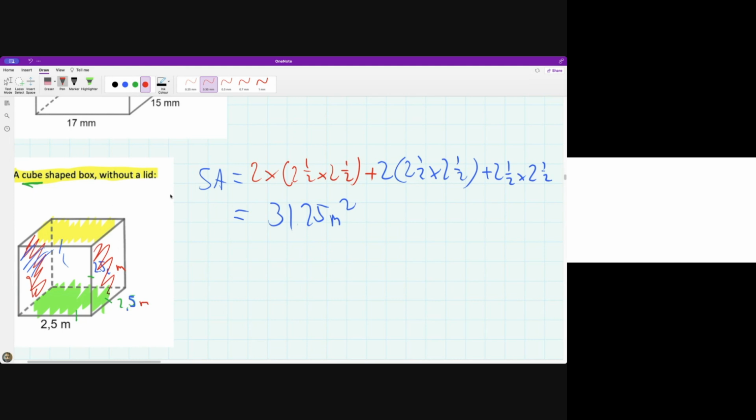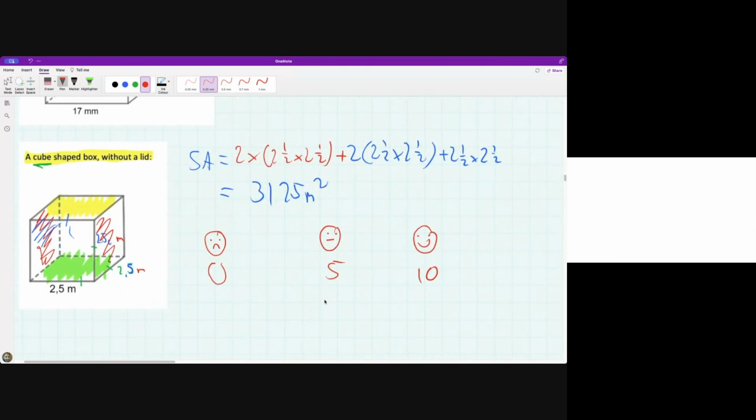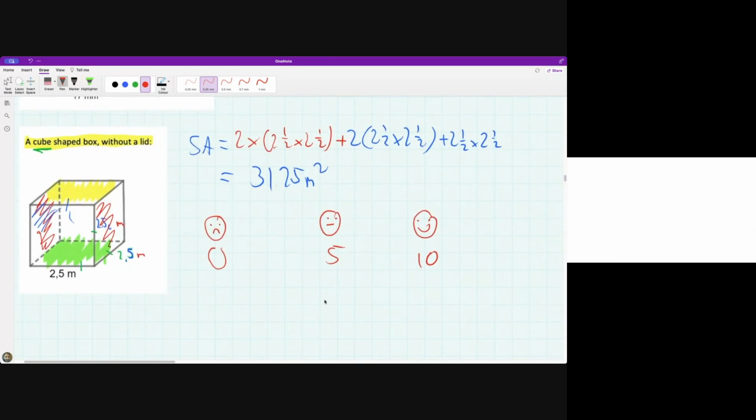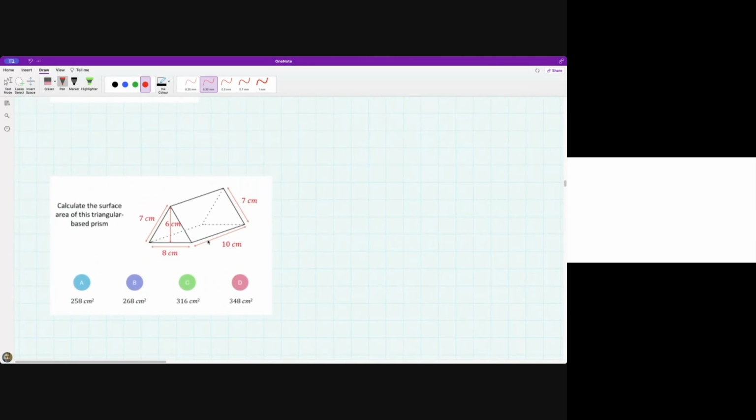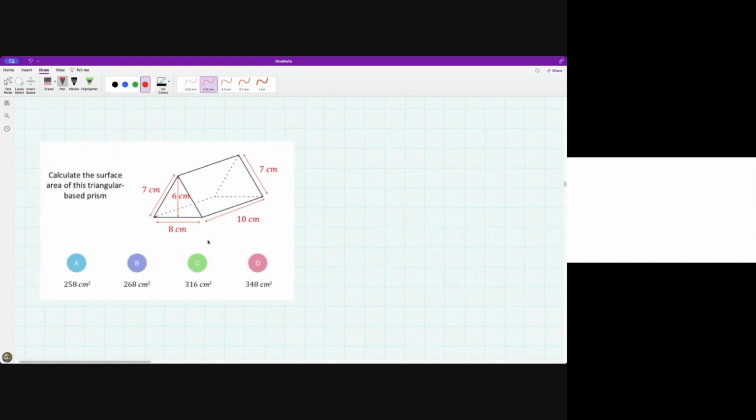Give me a score out of 10 for how you are feeling about surface area and volume of a rectangular prism. 0 is that face. That face is 5. That face is 10. How are you feeling about this so far? Okay, your numbers are super helpful. I can see I need to slow down a bit. So I'm going to slow down because I can see people are saying, look, I get it, but I'm feeling a bit shaky. So don't stress. That's the beauty of the number system. So we're going to slow down a bit.